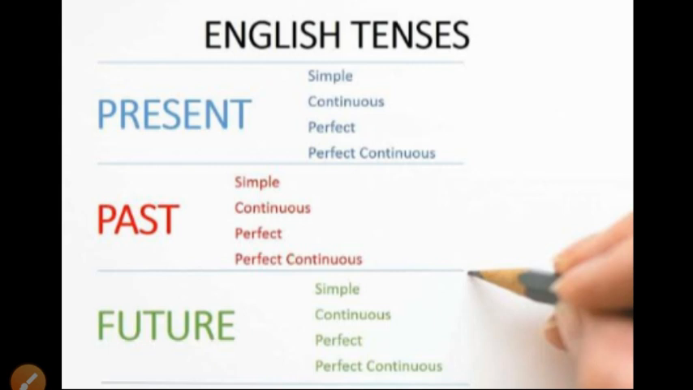Now these three tense forms we can further subdivide into simple present tense, present continuous tense, present perfect tense, and present perfect continuous tense. Similarly, simple past tense, past continuous tense, past perfect tense, and past perfect continuous tense. In the same way, simple future tense, future continuous tense, future perfect tense, and future perfect continuous tense.